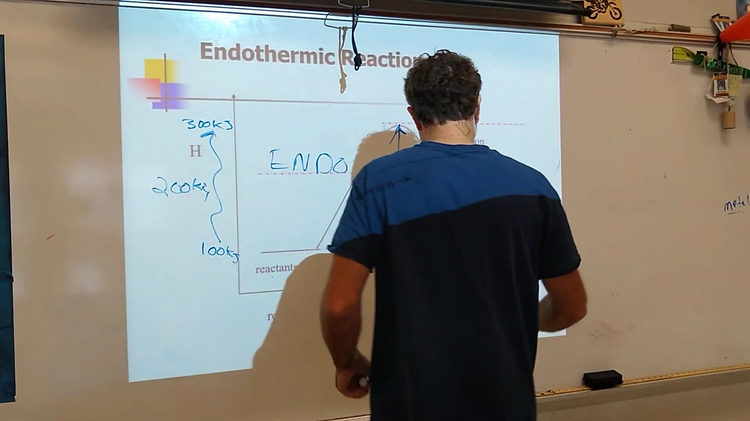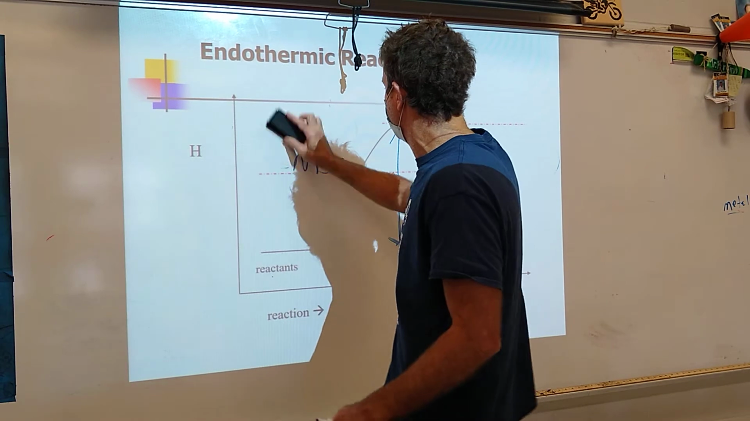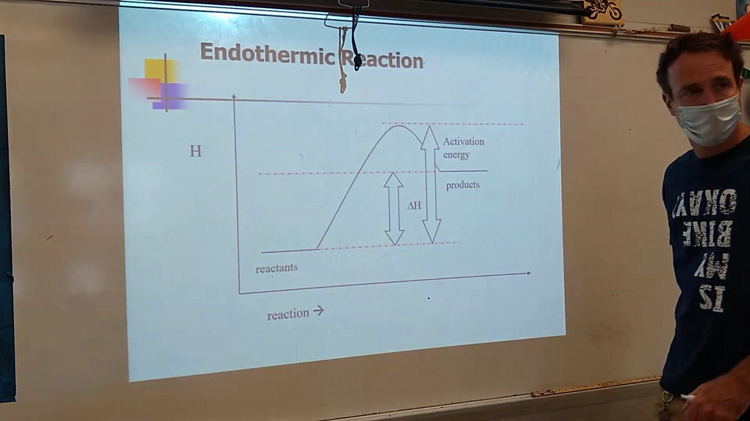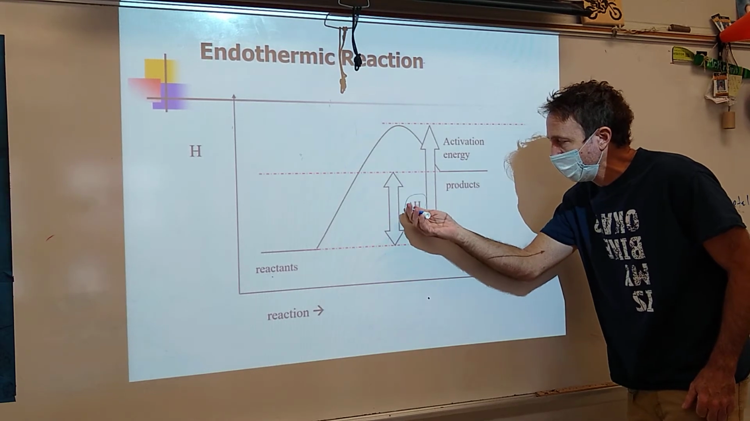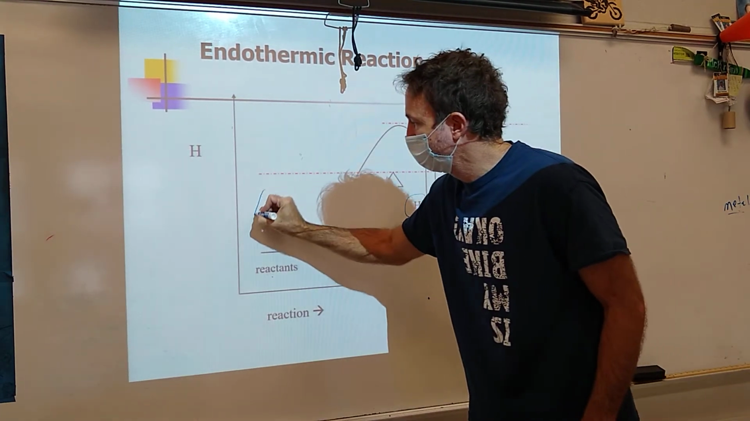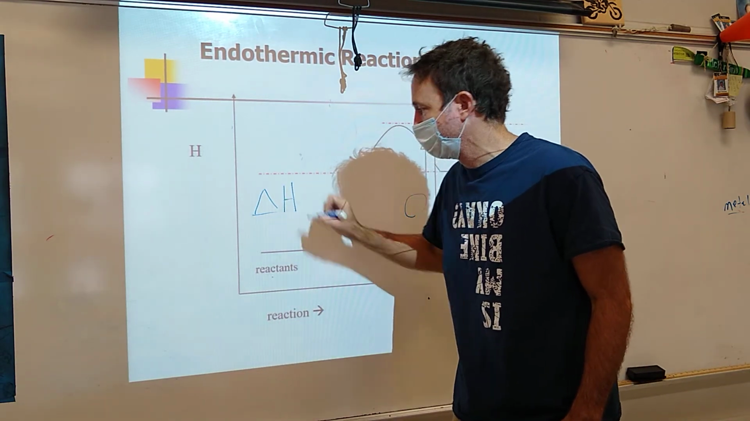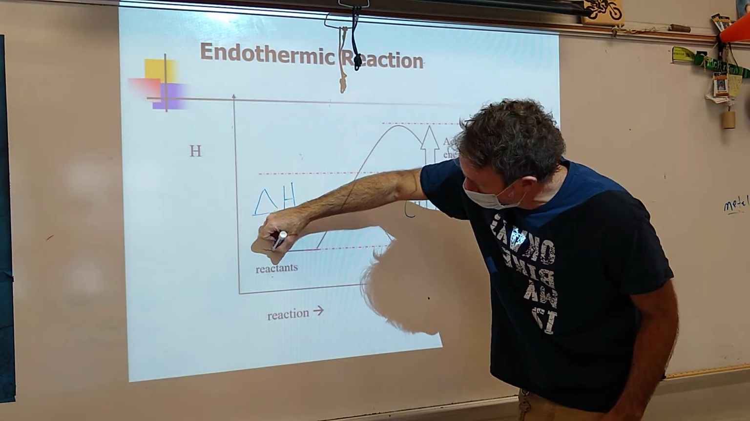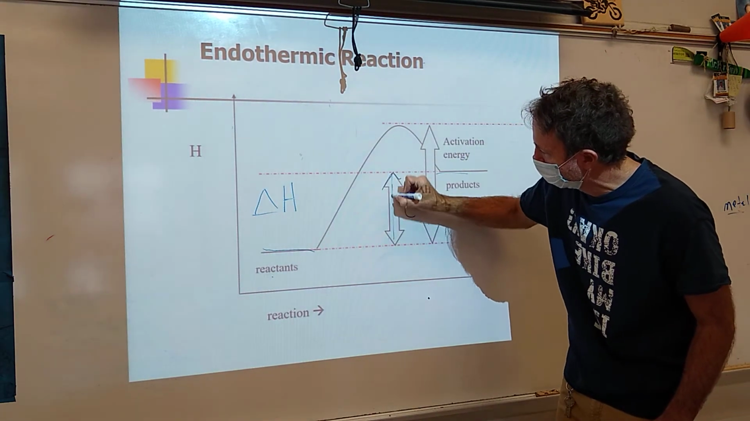And then another thing we need to look at is what was the actual heat gain in the system? Well, the actual change in heat, the delta H, remember, delta triangle means change. So the change in heat energy in the system was only from where you started to where you ended. So the delta H is only this high.